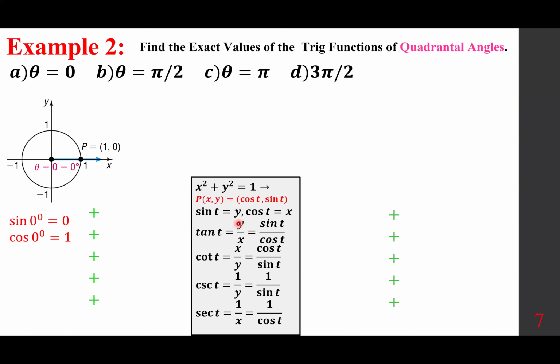Tangent is y over x. Y is 0, x is 1. 0 over 1 gives you 0. Cotangent is the reciprocal, which is undefined. Cosecant is the reciprocal of sine, undefined. Secant, reciprocal of cosine, 1 over 1 is 1.